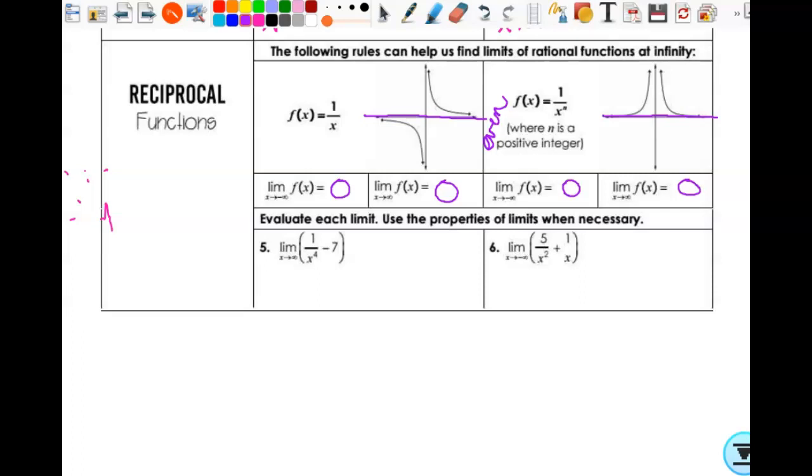But if I have the limit of 2 terms, I can split this into the limit of this minus the limit of this, right? I can do that. That's one of the properties that's allowable. So that's something we're going to do right here. Just kind of telling you it's okay, and this is what we're going to do, okay?